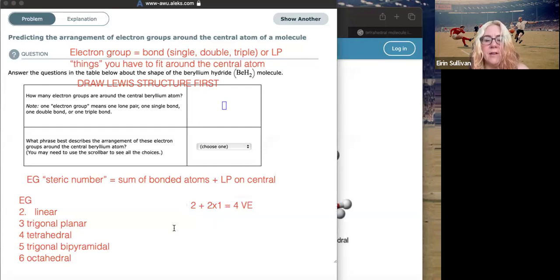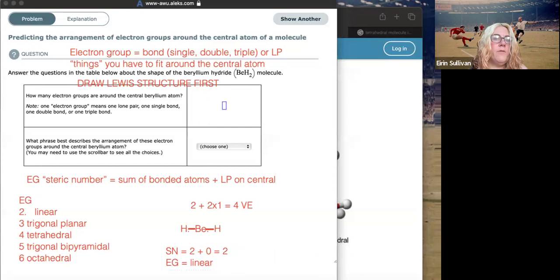So this is going to be an example of one of those molecules where the central atom has an incomplete octet, and we're okay with that. So it's just going to be hydrogen, beryllium, hydrogen. Okay, so if we're going to count our electron groups, or a steric number if you prefer, how many atoms are bonded to the central atom? It's just going to be 2. There's no lone pair, so the steric number is 2. Therefore, my electron group geometry is linear.